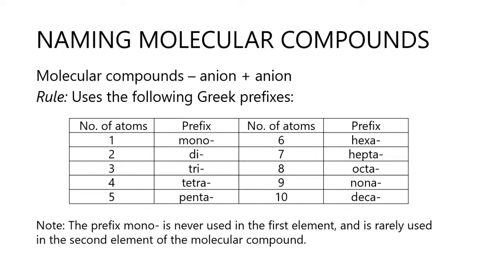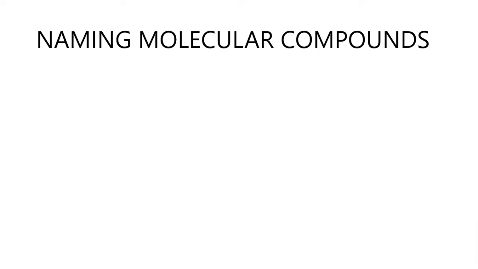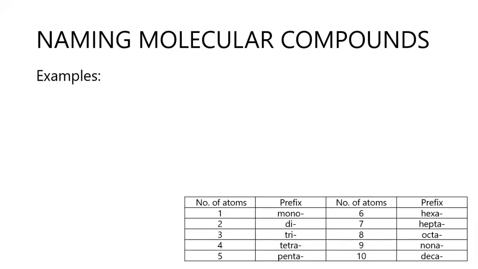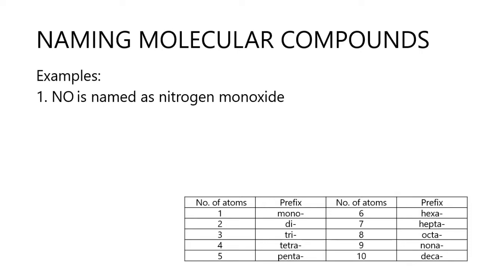Okay. Note, the prefix mono is never used in the first element and is rarely used in the second element of the molecular compound. Okay, examples. NO is named as nitrogen monoxide. Hindi po ginagamit yung mono sa first. So, as is siya, nitrogen, N is for nitrogen. And then O, that is an oxide.